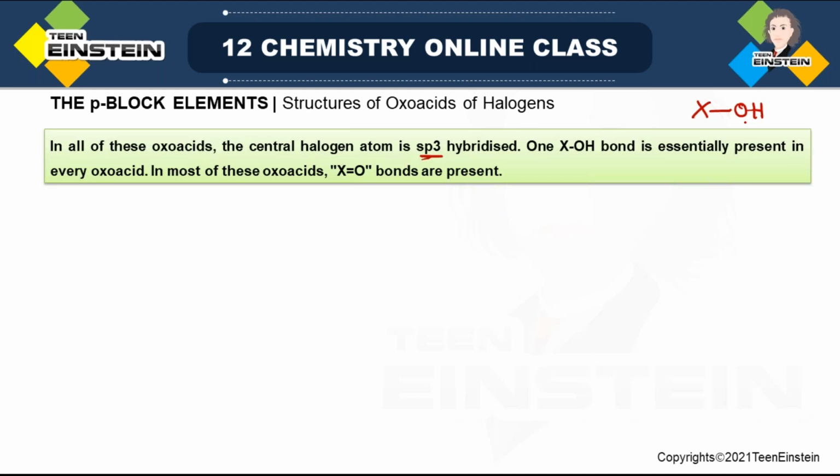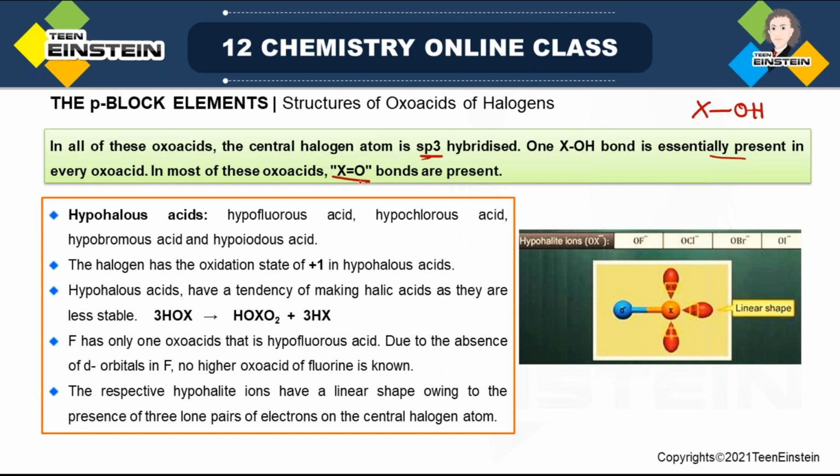Remember, we have also seen oxoacids of sulfur and phosphorus in groups 15 and 16, right? So just like that, in the formula of an oxoacid, this fragment must be present. It is essentially present in every oxoacid, and sometimes there may also be an X double bond O. In most of these oxoacids, you will also find X double bond O. Only in the first type there is no X double bond O. So first we will focus on the first type, hypohalous acid, that is HOX, the simplest possible.